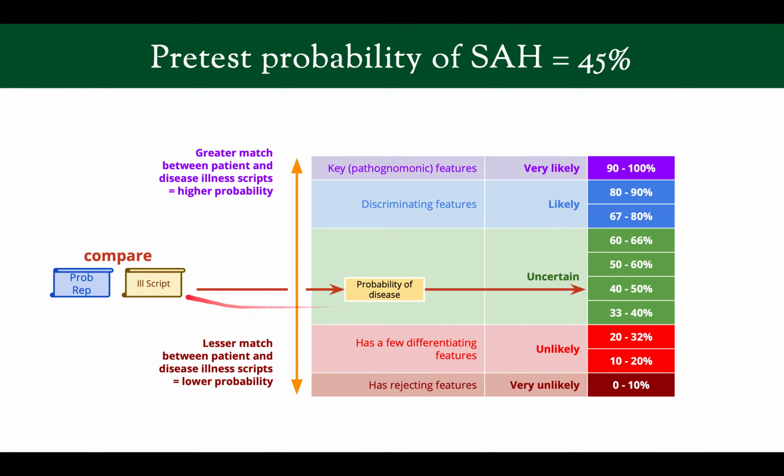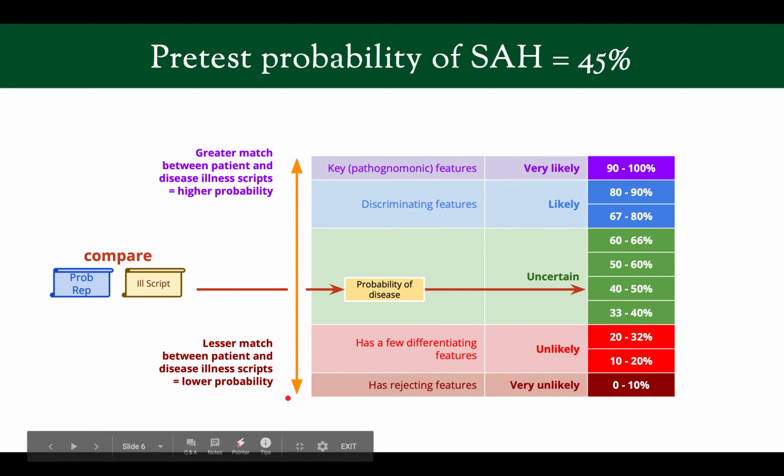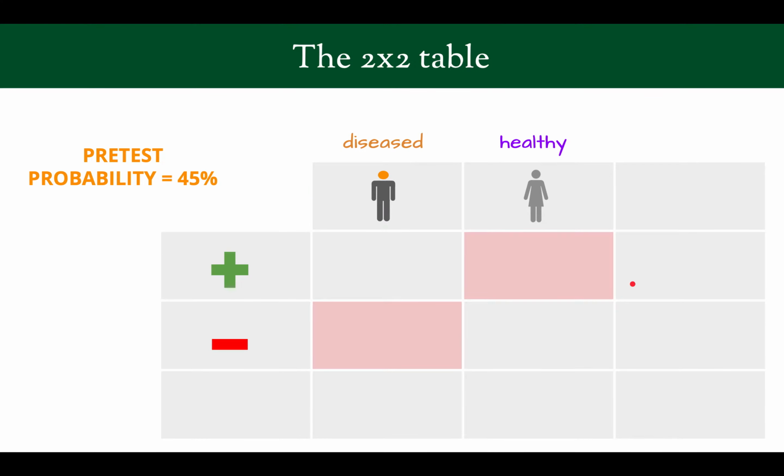Okay, so we start off with a patient, and we do a history and physical, and we get a problem representation, and we compare it to an illness script like we talked about before. And based on that, we come up with a probability of disease. The greater the match of the illness script to the patient, to the problem representation, the higher the probability, and vice versa. The lesser the match, the lower the probability. But in this case, let's say it came out to about 45, okay? And so now we have a pretest probability of 45%, meaning we have a 45% chance that we think that this person has the disease.